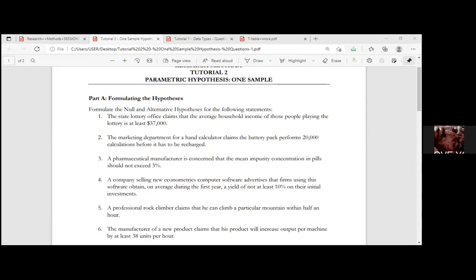Jay, let's go. Next question. Okay, question two. The marketing department for a hand calculator claims the battery pack performs 20,000 calculations before it has to be recharged.